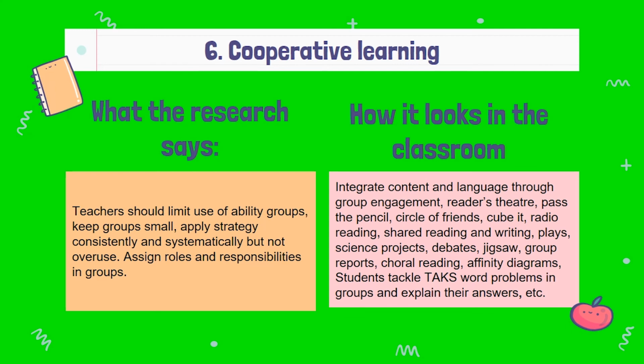Third, individual and group accountability, such as each of us has to contribute to the group achieving its goals. Fourth, interpersonal and small group skills, such as communication, trust, leadership, decision-making, and conflict resolution. Fifth, group processing, such as reflecting on how well the team is functioning and how to function even better.